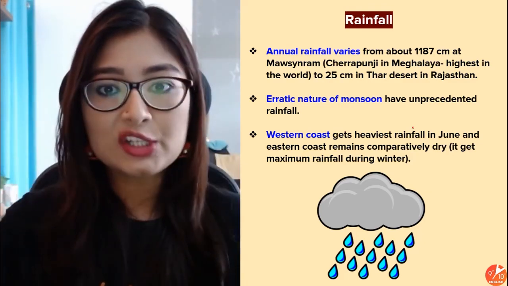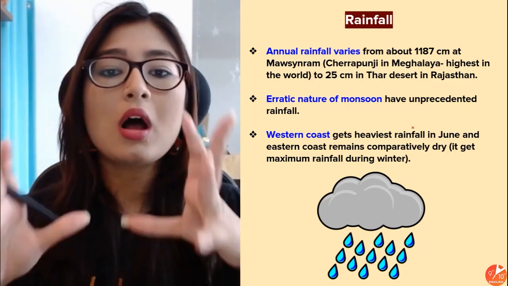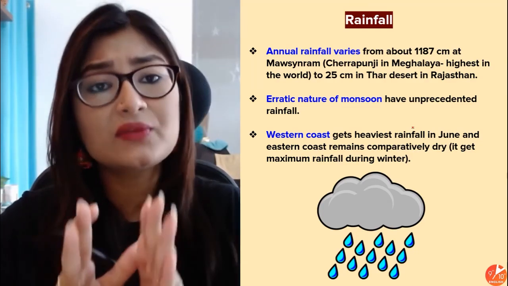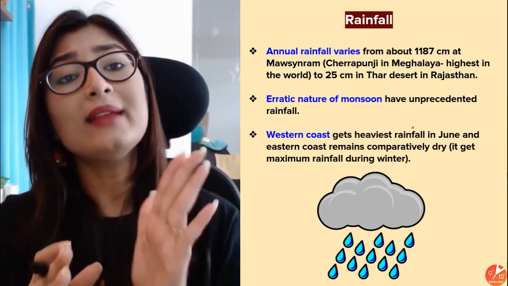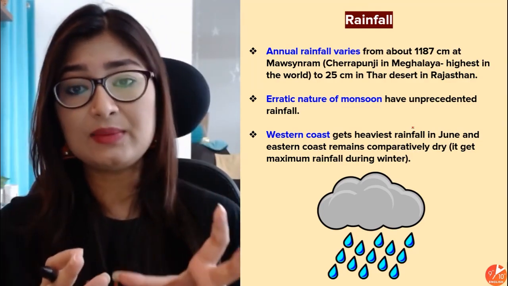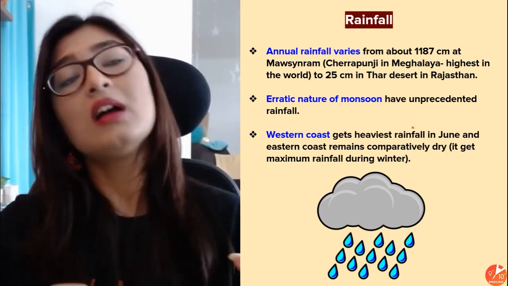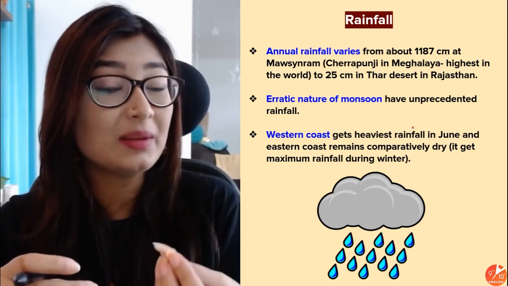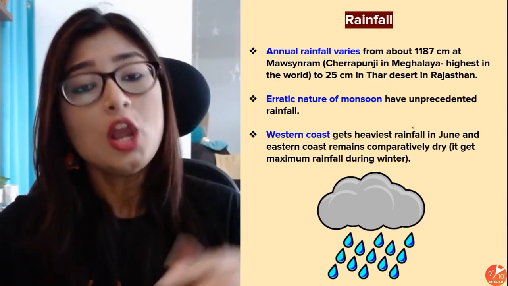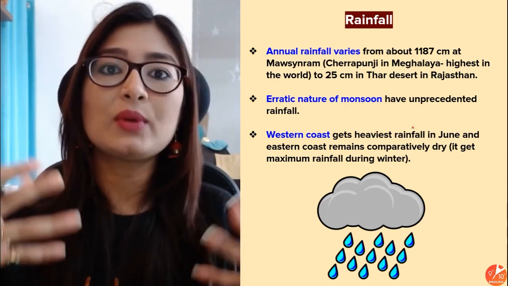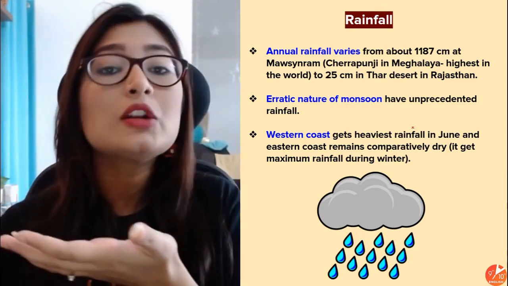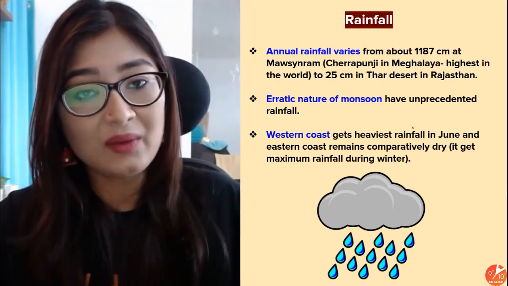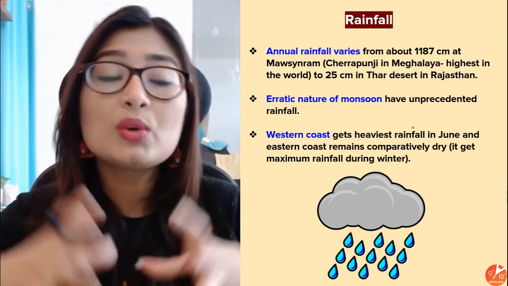And if you look at the variation, it again is huge. Mawsynram in Meghalaya, which receives the highest rainfall, receives somewhere around 1180 centimeters of rainfall. Whereas in the Thar desert in Rajasthan, it receives hardly 25 centimeters of rainfall, and the same goes for Leh also. A lot of areas hardly receive 25 centimeters of rainfall, whereas there are areas in the northeast receiving above 1000 centimeters of rainfall. So you can see that the annual rainfall variation is also huge.